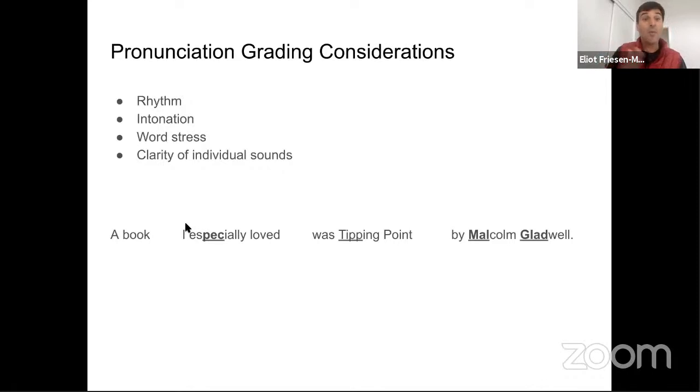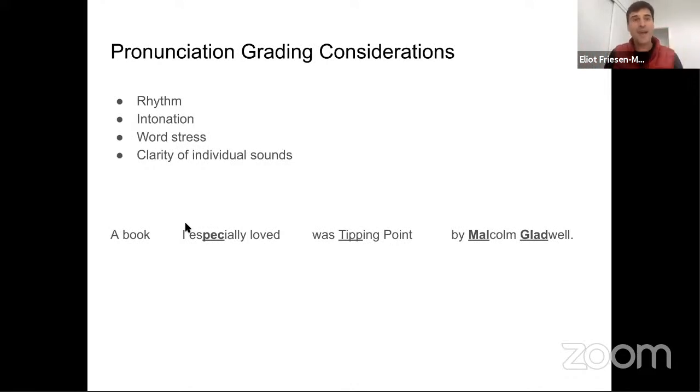Someone who doesn't have a natural rhythm will usually say words in a very kind of robotic way. A book I especially loved was Tipping Point by Malcolm Gladwell. You say words without spacing. You don't speed up or slow down. On the less important words you're supposed to speed up a little bit. On the more important words you emphasize them and slow down. That's what we're talking about with rhythm. Intonation is very similar.